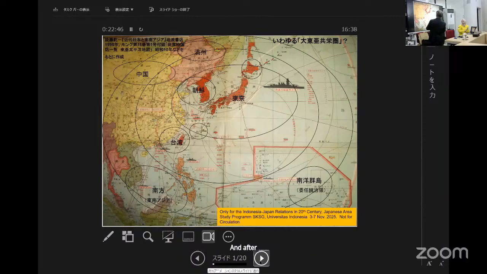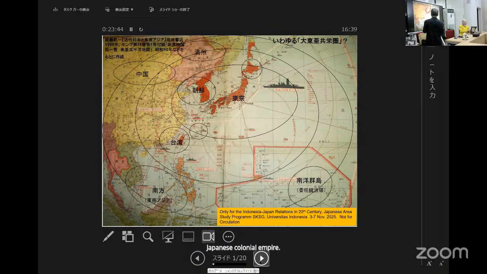And after the Sino-Japanese War, 1894 to 95, Japan got Formosa, Taiwan, in the aftermath of the victory. And in the early 20th century, Japan integrated the Korean Peninsula as a Japanese colony. I think this is the process of expansion of Japanese colonization and the establishment of the Japanese colonial empire.